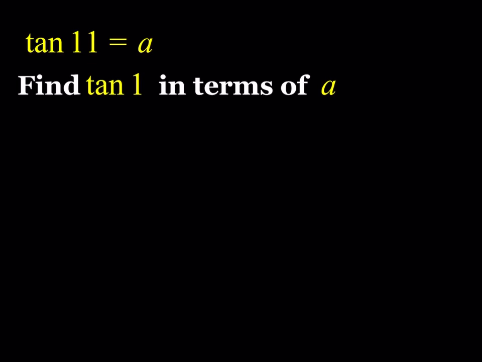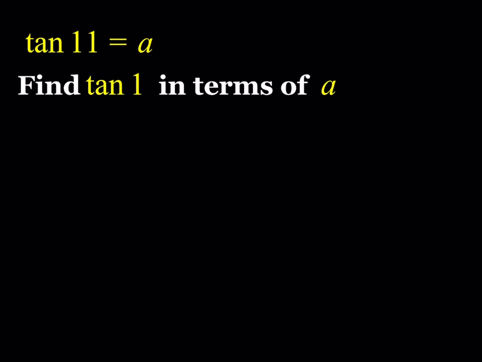Hello everyone, in this video we're going to be solving a trigonometry problem. We're given that tangent 11 is equal to a, and we're supposed to find tangent 1 in terms of a. Of course, the angles here are given in degrees. Alright, so what are we going to do? Well, we're going to be using some identities here, especially the double angle identity, which is super helpful.